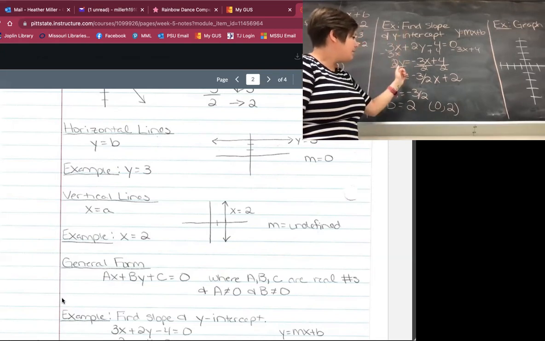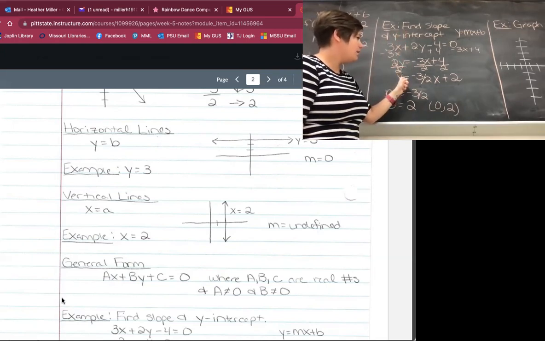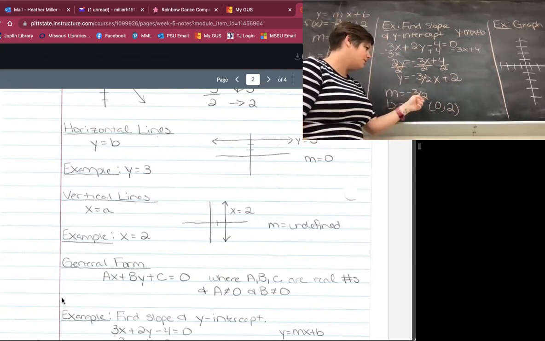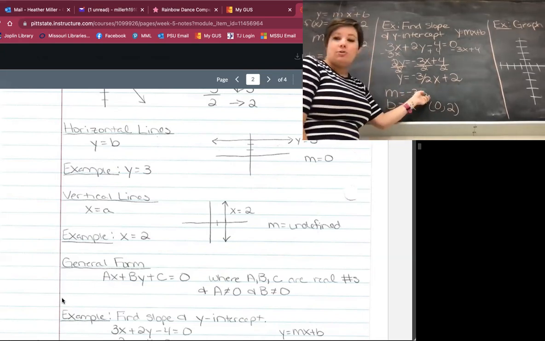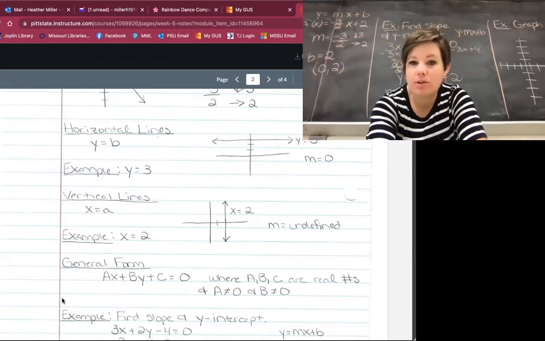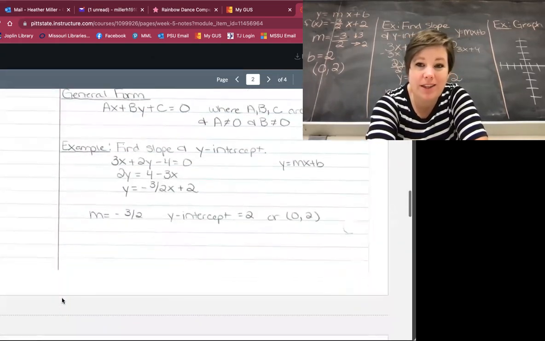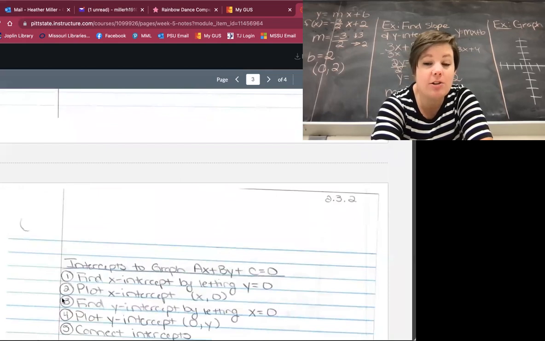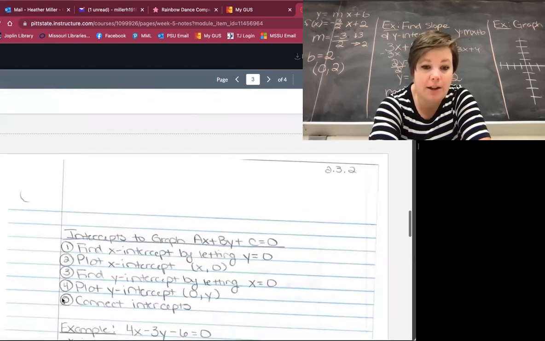You work the problem by isolating your y, so you get it into y equals mx plus b form. Then you would still do the same steps. You would plot your b, and then you'd use your m, your slope, in order to plot another point. Okay, so what if they tell you something really specific, like using the intercepts to graph a line?